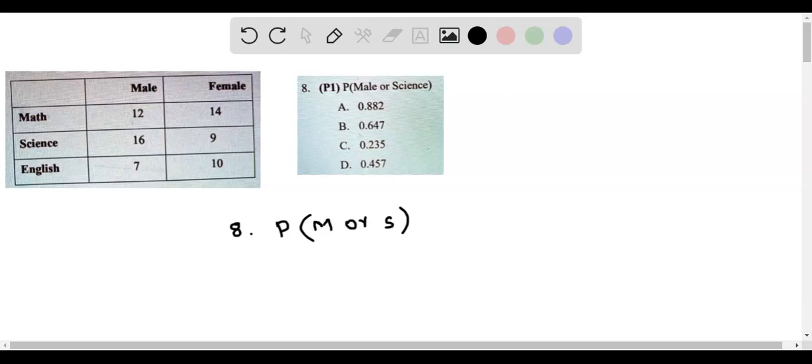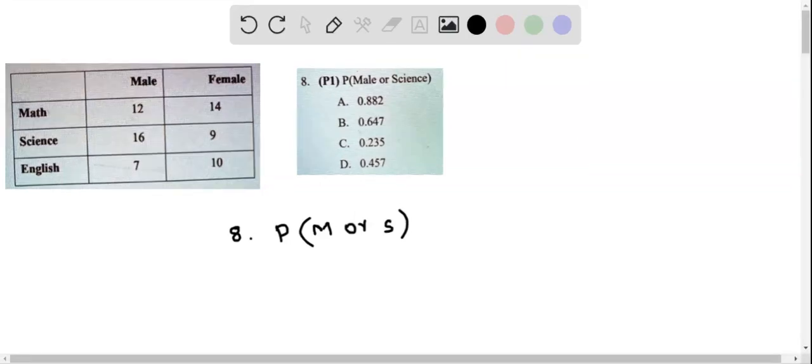Let's do question 8. Here we determine the probability of a male or science. So we represent a male by the letter M and science by the letter S. And so we have to determine the probability of M or S. In probability notation, we can write this as the probability of M union S. And we write the formula for M union S.